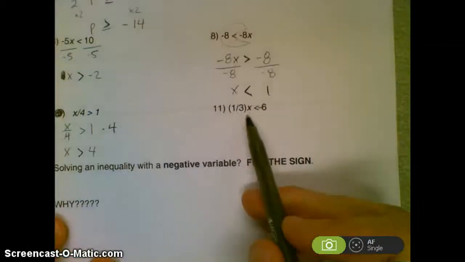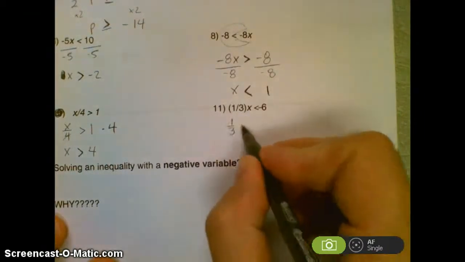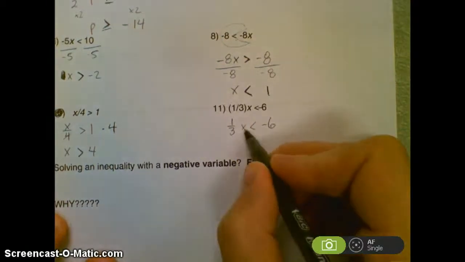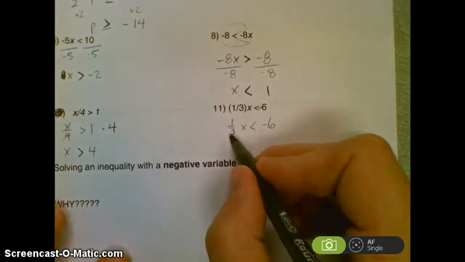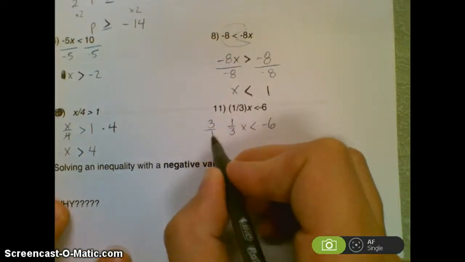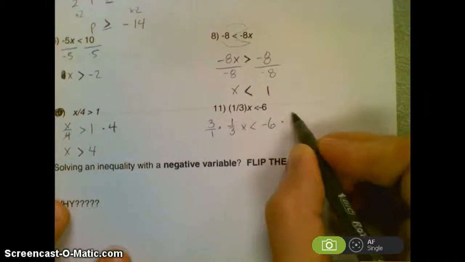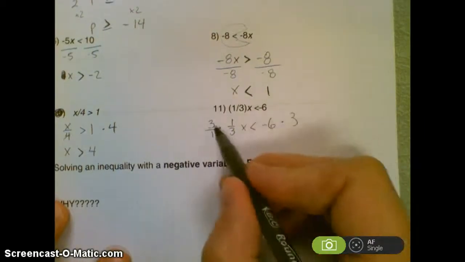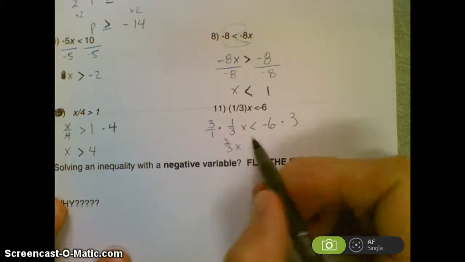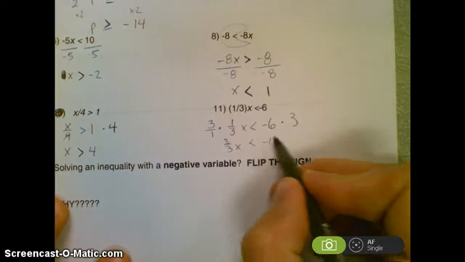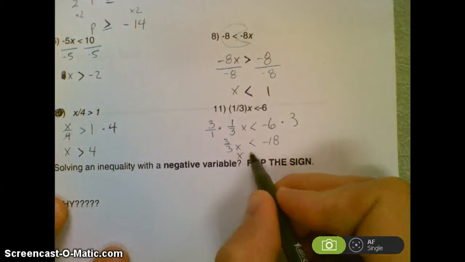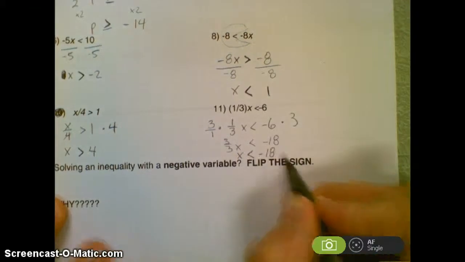So now number 11, I thought I would do that one too. This is 1/3 times x is less than negative 6. So with 1/3 times x, I could divide by 1/3, but instead I'd rather you know that you can multiply by the inverse. So the inverse would be 3 over 1, or 3, times 3. So 3 over 1 times 1 over 3 is 3 over 3, x is less than negative 18. And 3 divided by 3 is 1. So I could say 1x, or I can just say x is less than negative 18.